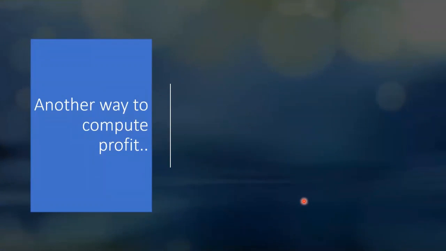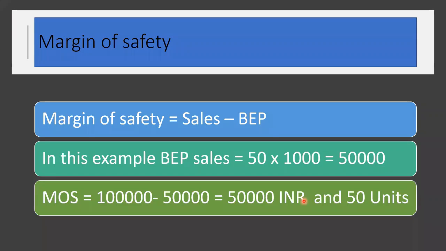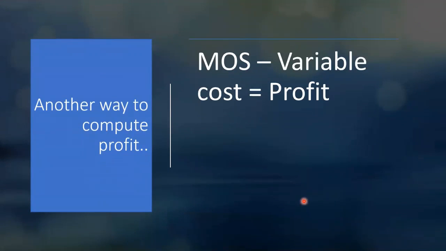In this illustration, you've learned break-even point, contribution, how to compute profit, and how to look at the margin of safety. There's another way to compute profit. Margin of safety minus variable cost is equal to profit. Get this concept very clear, because margin of safety is applicable only when you've crossed break-even point. At break-even point, you've already recovered all your fixed cost. So for the part of margin of safety, all you have to worry about is the variable cost, right?